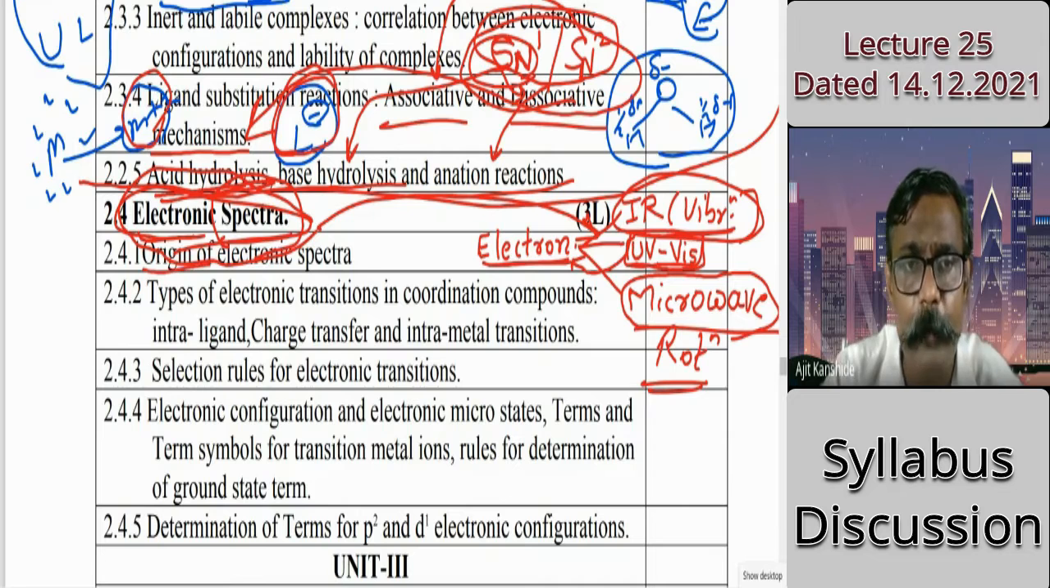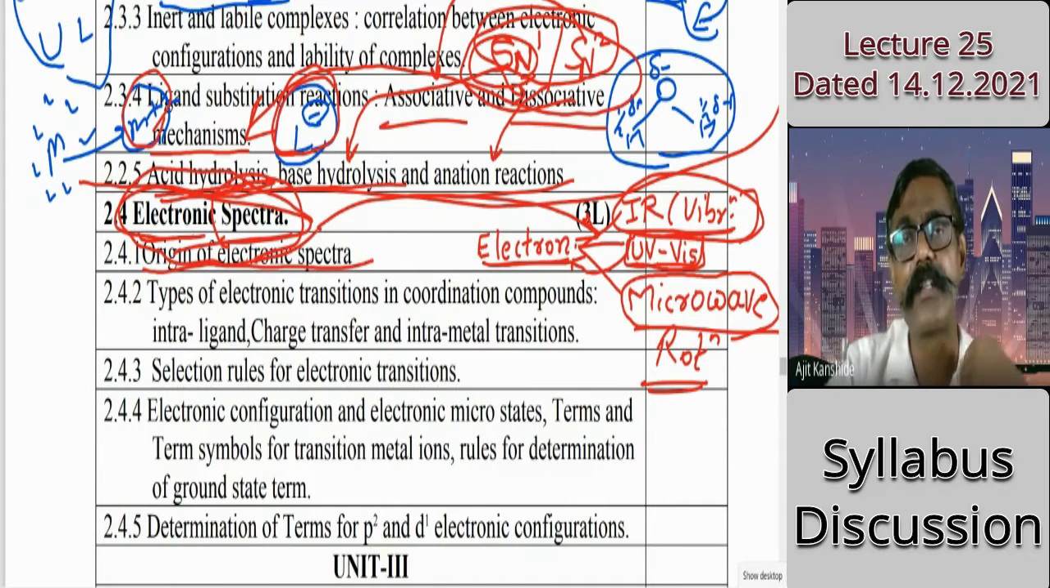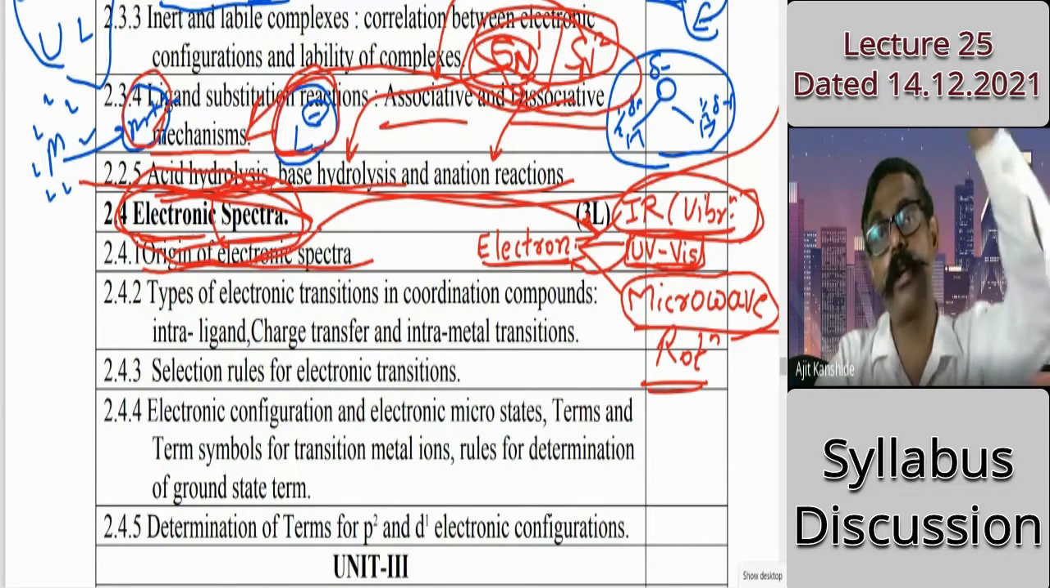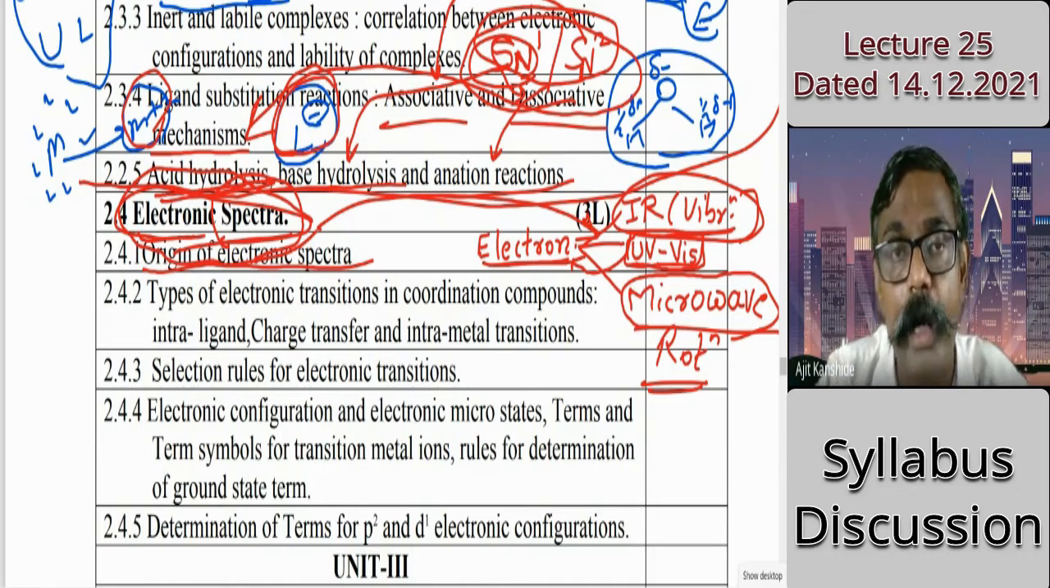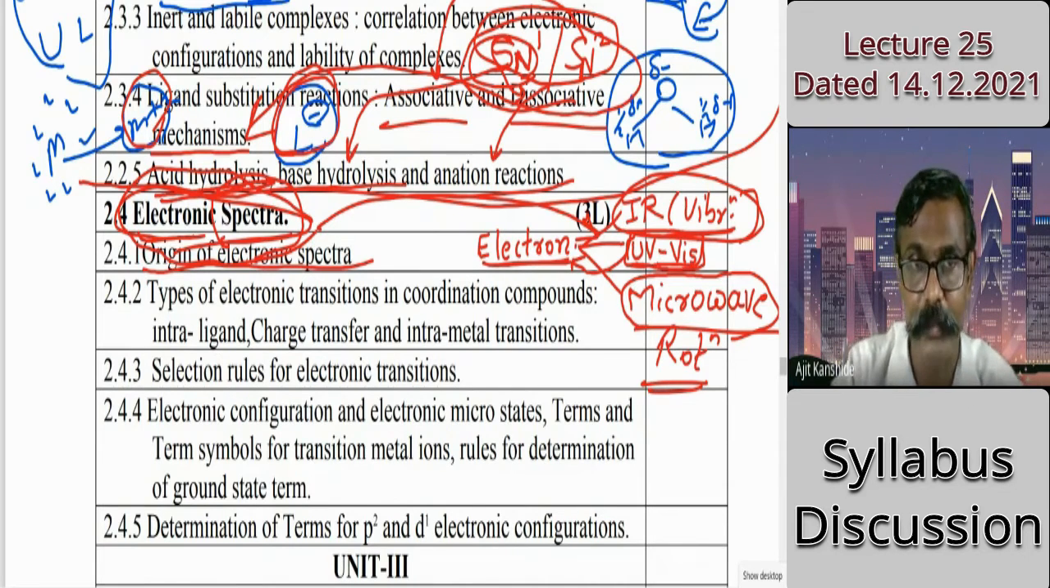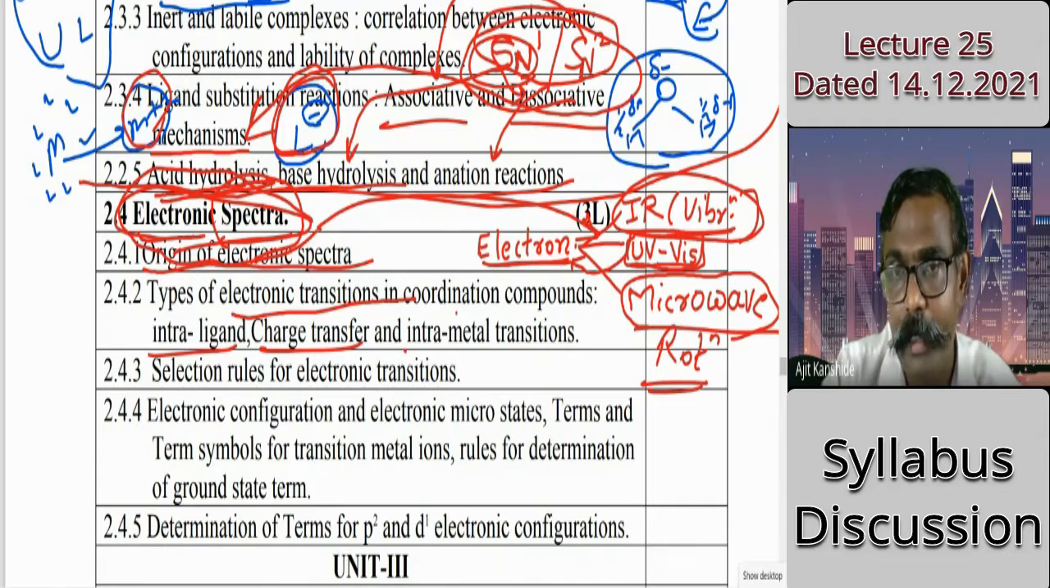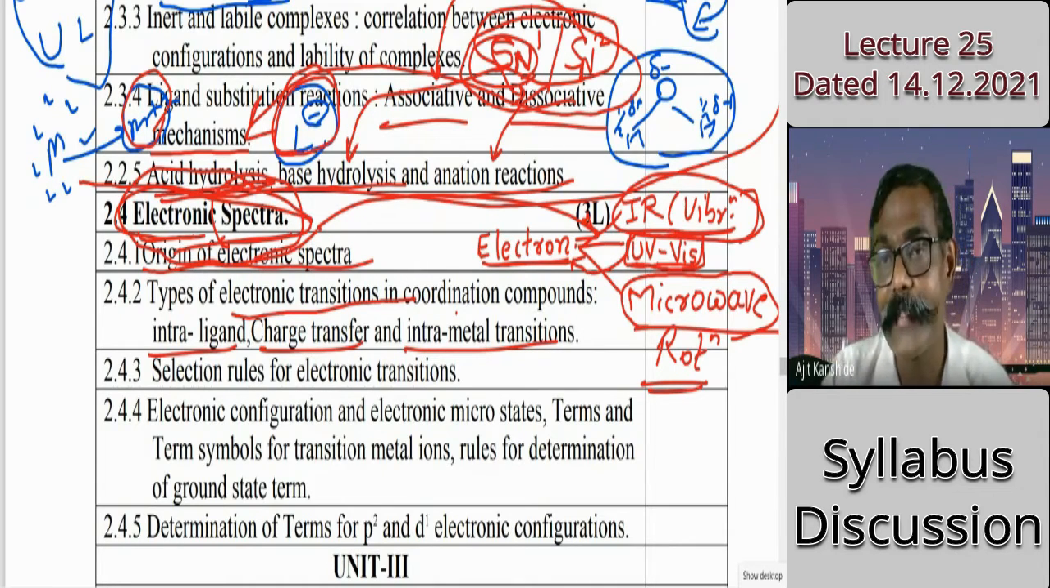So what's the origin of electronic spectra? Answer is electronic energy level. How electrons move from one energy level to another is what we study. What are the types of electronic transitions for coordination compounds? Intra-ligand transitions, charge transfer transitions, and intra-metal transitions, means within the metal. That is called d-d transitions or f-f transitions.